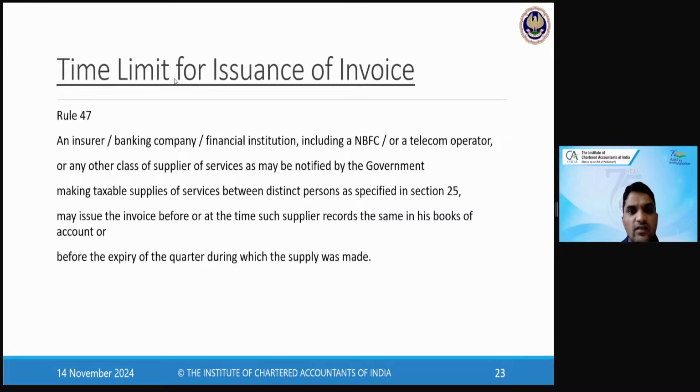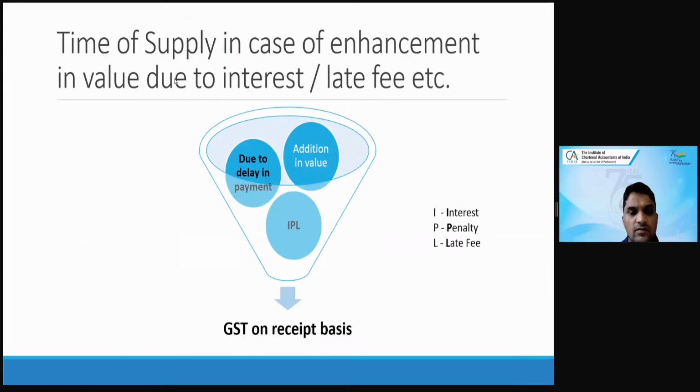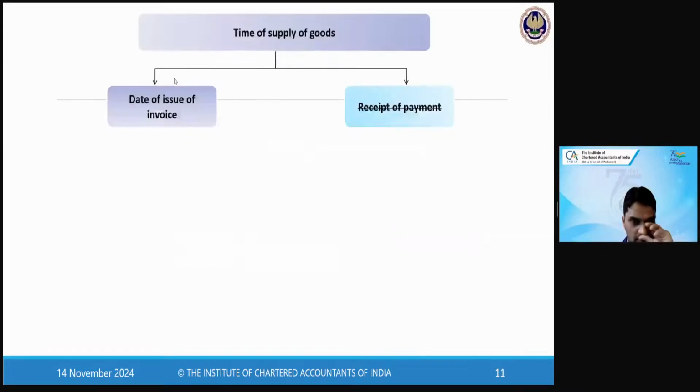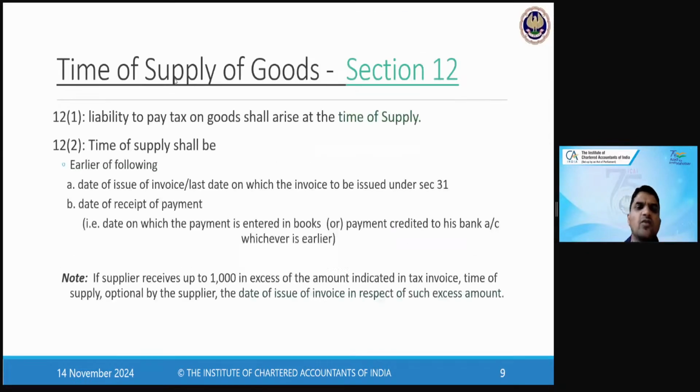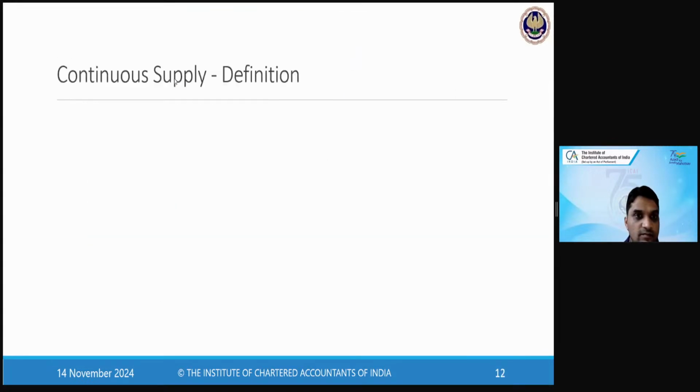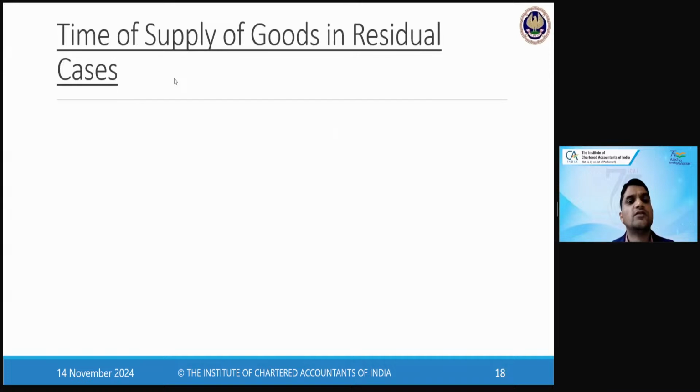Mentioned in section 12. So what I mentioned was that time of supply for goods, that case I mentioned that where it is a supply of goods, their receipt of payment is not relevant. That's why we didn't study that there. So we are reading it now in case of issue of invoice for supply of services.